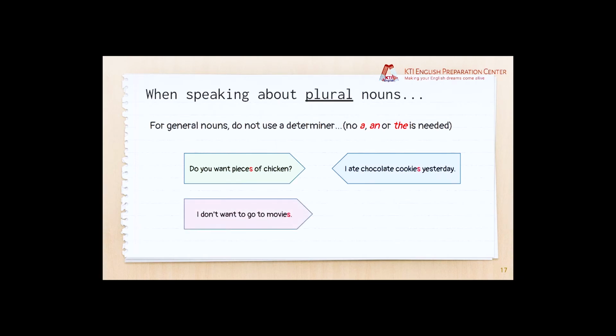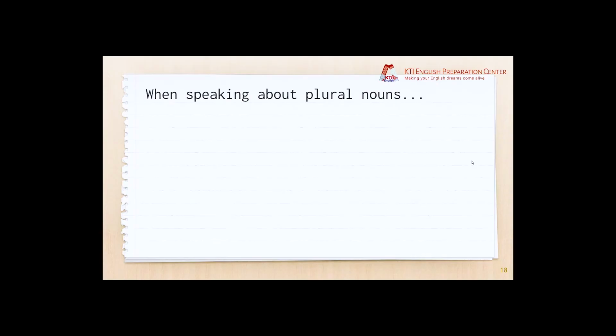I don't want to go to movies. I'm just saying in general, I don't want to go to movies. I don't want to go to 1 or 2 or 3. That's not what I want to do right now. Sam wrote English tests last week. Okay? So he wrote more than one, and it was last week. But we're not talking about specific ones.